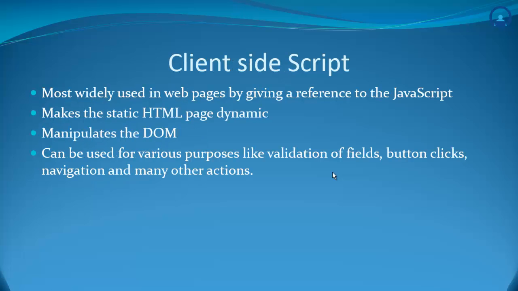What JavaScript can do is manipulate the HTML DOM, which is the document object model. It is the official W3C standard for accessing HTML elements. So all HTML elements can be accessed through the HTML DOM, and JavaScript can manipulate it. Since it is most widely used, JavaScript can be used as a client side script, so no postback is required to the server.